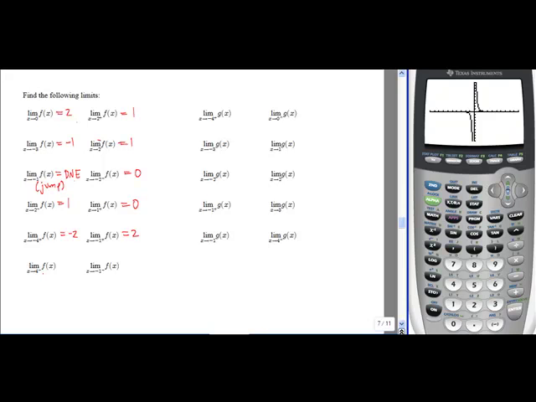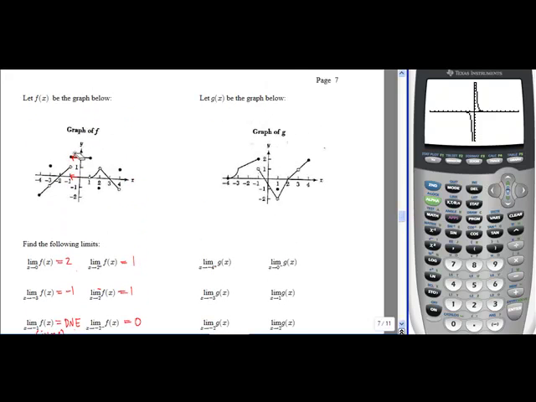Now we want the limit as we approach 4 from the left-hand side. So 4 from the left-hand side would be these x's, which correspond to these y's. So my car is driving down towards that open circle. That's okay that it's a hole, and that's at a height of -1.